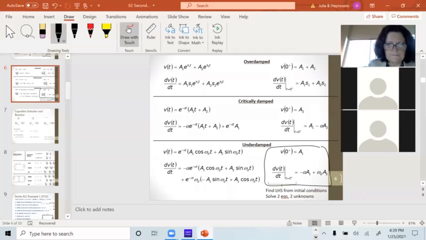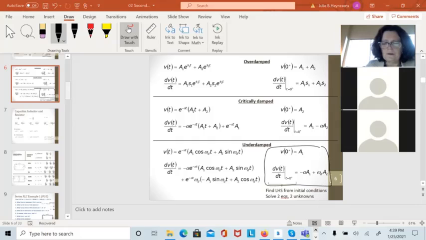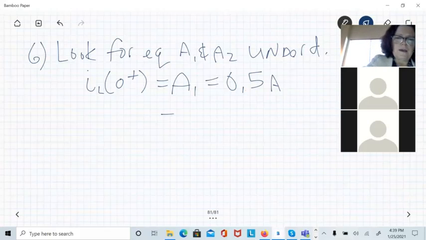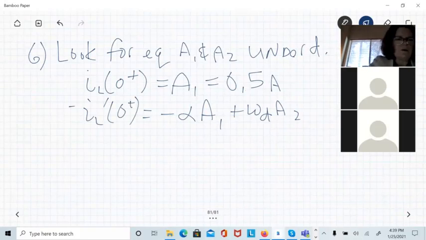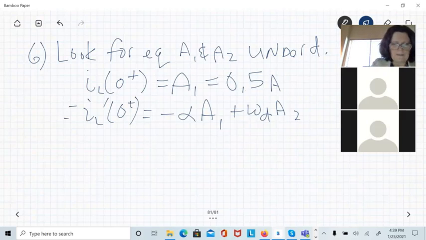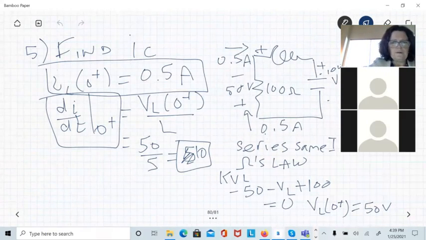And then the other equation is the derivative of the current at t equals 0+ is minus alpha A1 plus omega d A2, which explains where the minus sign comes from. Minus alpha A1 plus omega d A2 equals iL'(0+). And we've solved for that one too. That one was 10.